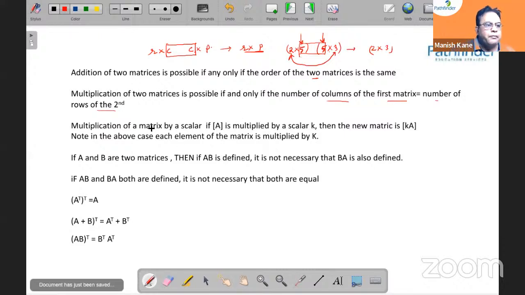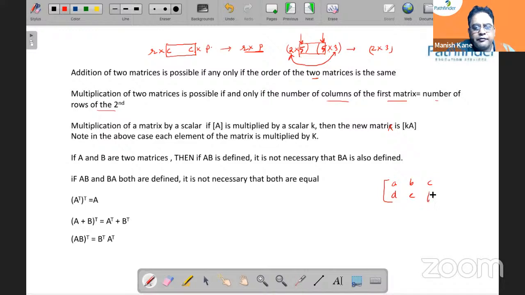Okay. Multiplication of a matrix by a scalar. If a matrix A is multiplied by a scalar K, then the new matrix is K times A. So every element needs to be multiplied. For example, if we have a 2 by 3 matrix, A, B, C, D, E, F, and I multiply this by K, then the result is K times A, K times B, K times C, K times D, K times E, and K times F.